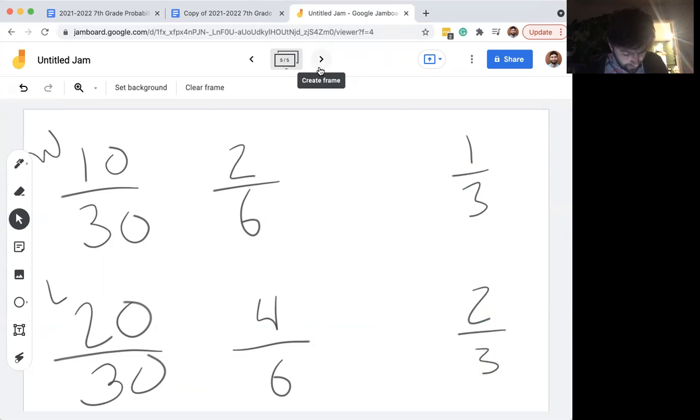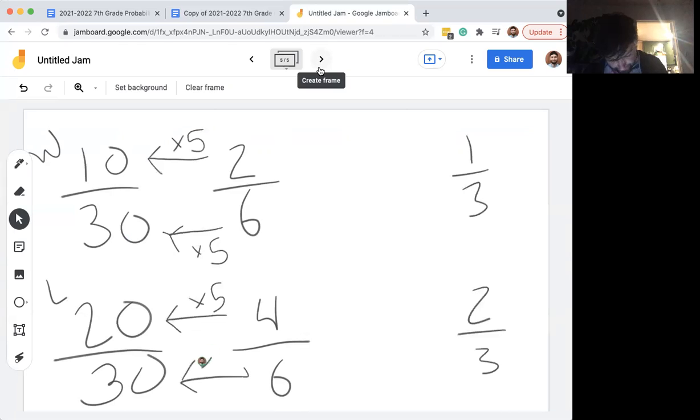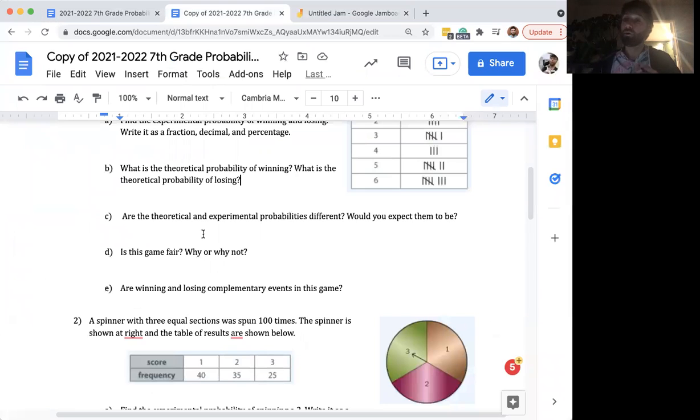And you can tell that because 6 goes into 30 5 times, and my numerator 2 also goes into my other numerator 5 times. So since the same number multiplies my numerator and denominator to get this new fraction, that means that they're equivalent fractions. So in this case, my experimental and theoretical probabilities are the same. So are they different? No, they're not different.